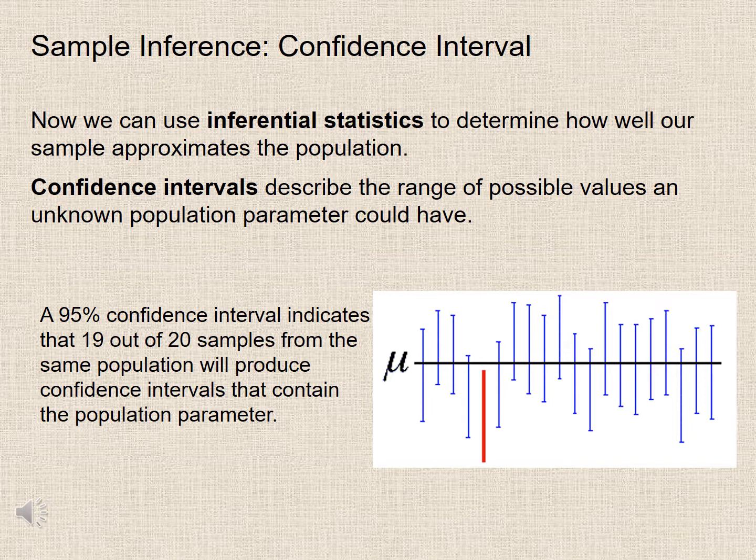After looking at how probability theory characterizes our sampling distribution, we can begin assessing our confidence in a sample. This requires us to use the concepts of inferential statistics to determine how well our sample approximates the population. We do this by developing confidence intervals that describe the range of possible values an unknown population parameter could have. We interpret these intervals as meaning that for a 95% confidence interval, 19 out of 20 samples, or 95 out of 100 samples, from the same population will produce confidence intervals that contain the population parameter.